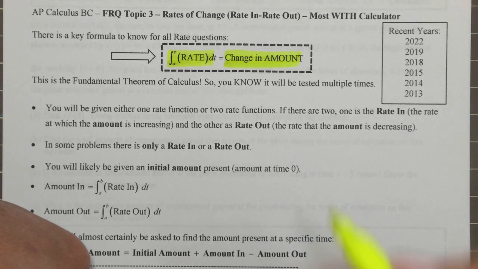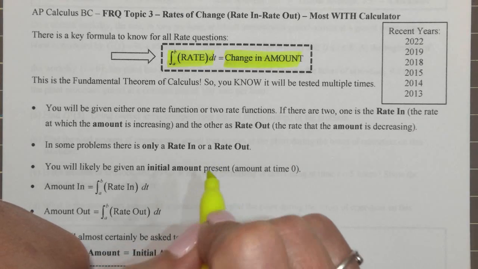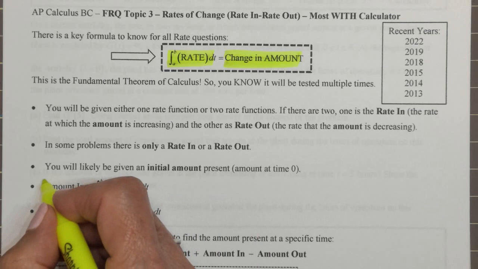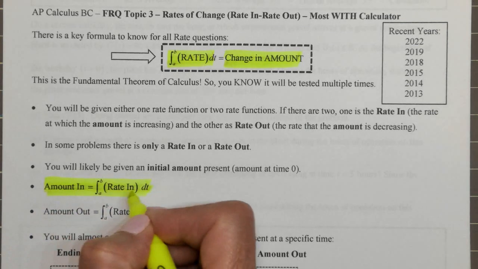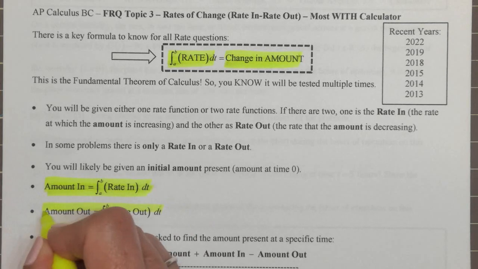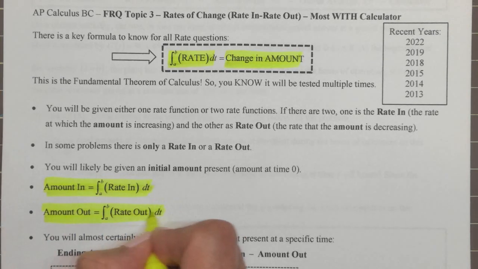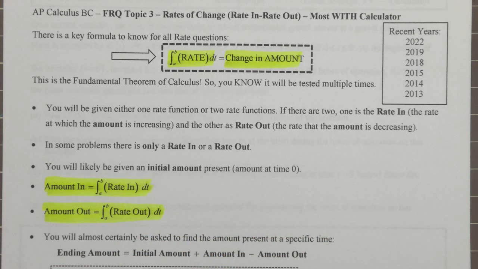If you can know that, these questions get very, very easy. The amount in is the integral of the rate in. The amount out is the integral of the rate out. It seems so easy.